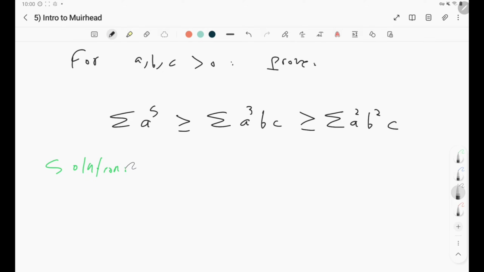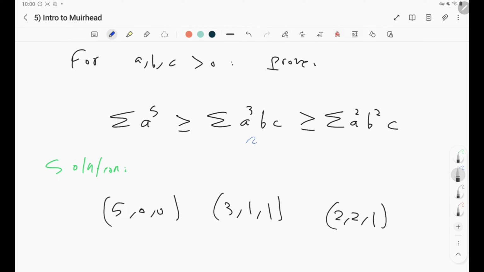Well, clearly we just need to search for the corresponding sequence. So for the LHS, this one here, what is the sequence? It's super easy, 5, 0, 0. For this one here, we can easily see that it's 3, 1, 1, and for this one here, it's just 2, 2, 1. Again, always make sure that you go in non-increasing order, or kind of decreasing order, but of course some numbers might be equal.